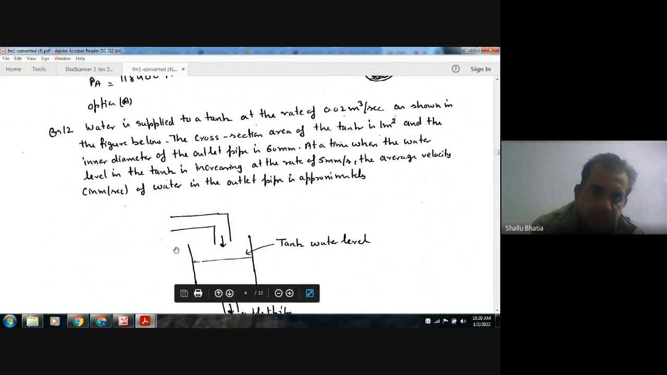Next, water is supplied to the tank at a rate of 0.02 meter cube per second, as shown in the figure below. The cross-section area of the tank is 1 meter square and the inner diameter of the outlet pipe is 60 mm.